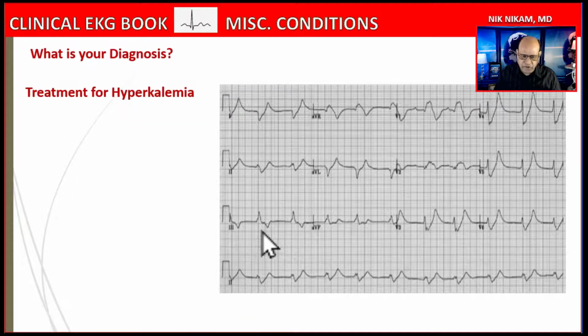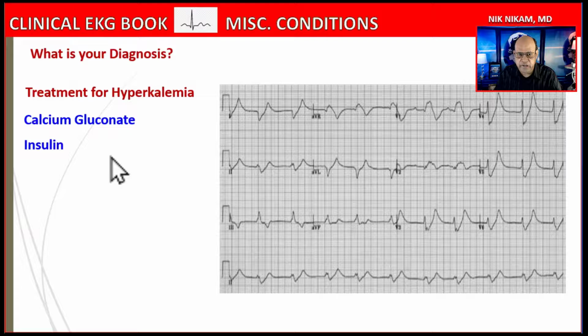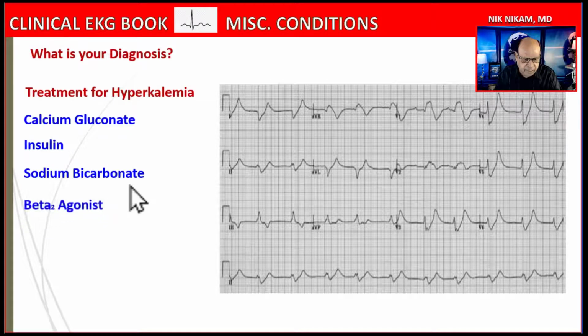All right, treatment for hyperkalemia. As I said, it could be mild hyperkalemia, which can be treated with simple things like diuretics and potassium-sparing resins. But we have to remember that calcium gluconate can be used to bring the serum potassium level down. We can also use insulin and glucose. Sodium bicarbonate is another option we have. Then we have beta-2 agonists, which can help to bring the potassium level down.